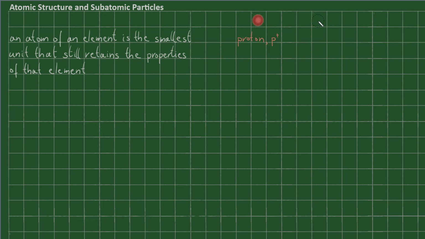The next subatomic particle is a neutron, which I am representing with this yellow sphere. So this is a neutron. The symbol for a neutron is a lowercase n with a 0 in the superscript. And finally, we have an electron. I'm going to represent the electron with a blue sphere. Let me write that down as well. So we have an electron. And the symbol for the electron is a lowercase e with a minus in a superscript.